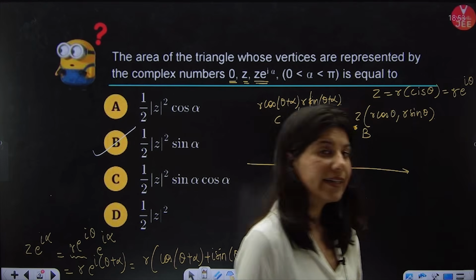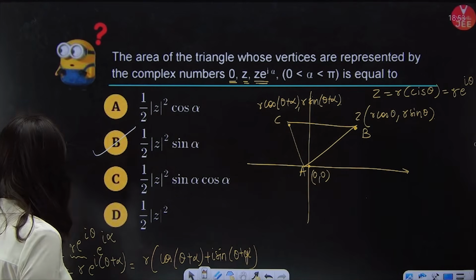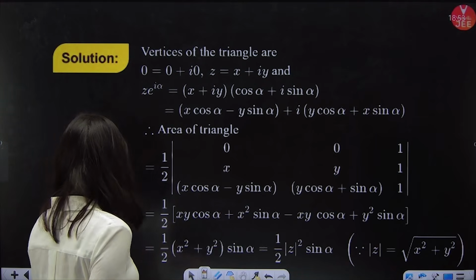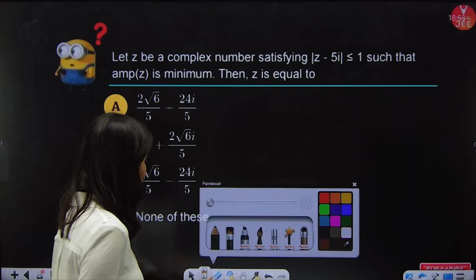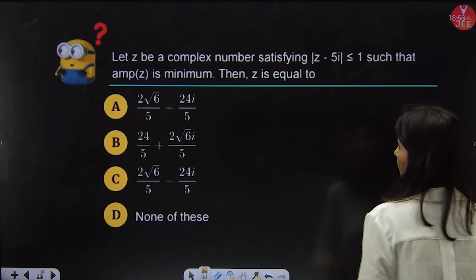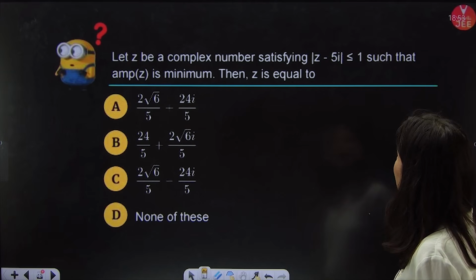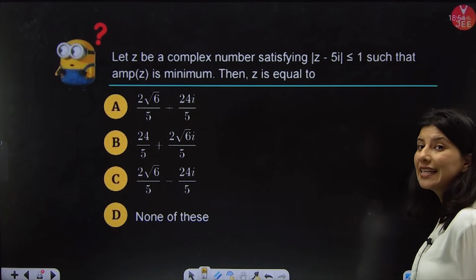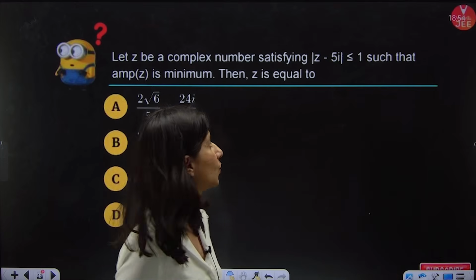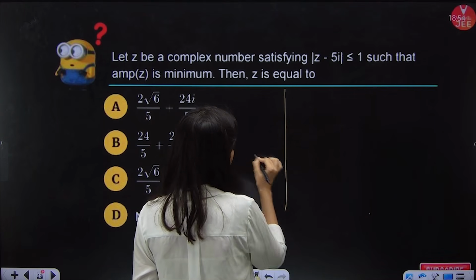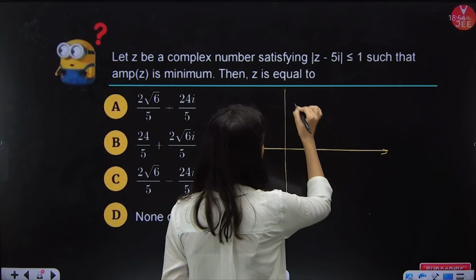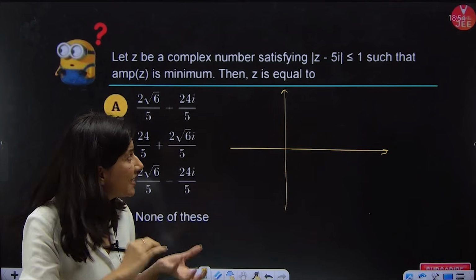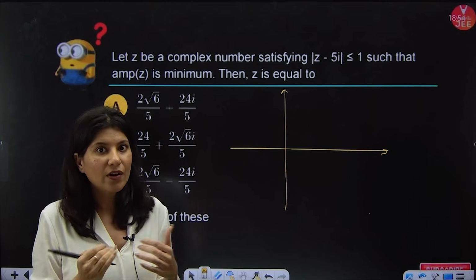Chalo. Let us now move on to the next problem, and in this problem more geometry, yes, a little bit more geometry will be involved. Understand? Okay. Let Z be a complex number satisfying mod of Z minus 5 iota less than or equal to 1. Okay. So in here you need to plot this. So what they are saying is distance between Z and 5 iota is 1 or less.